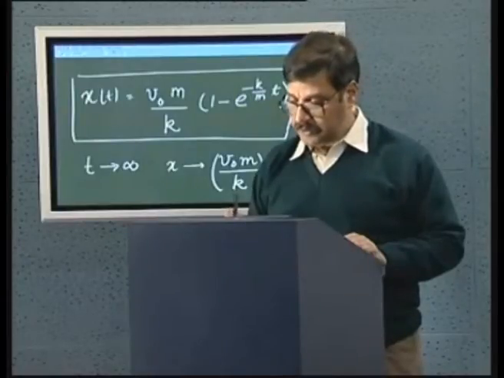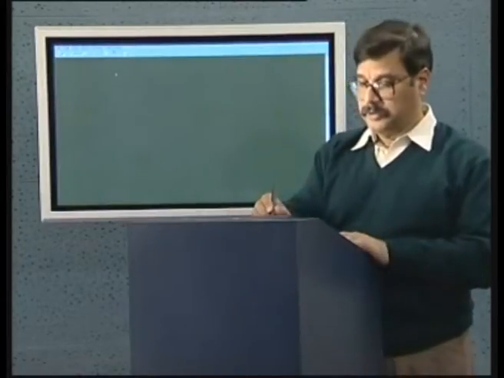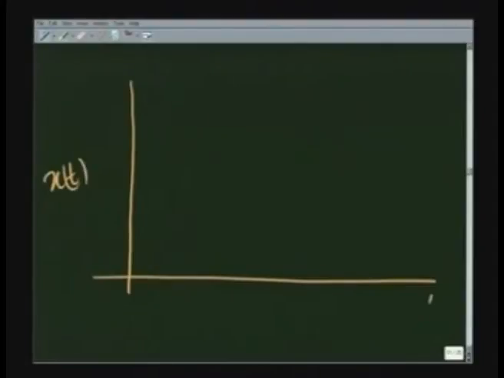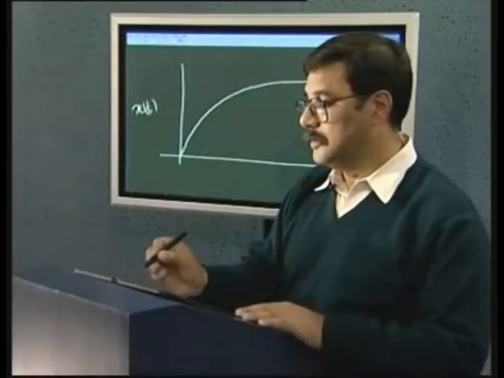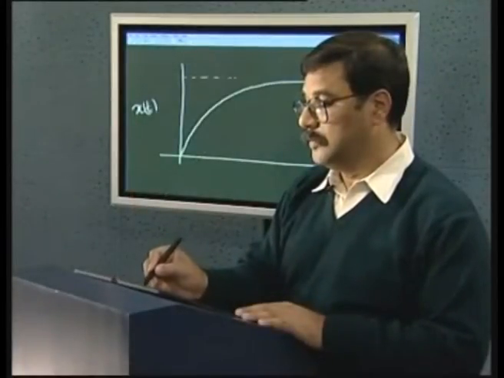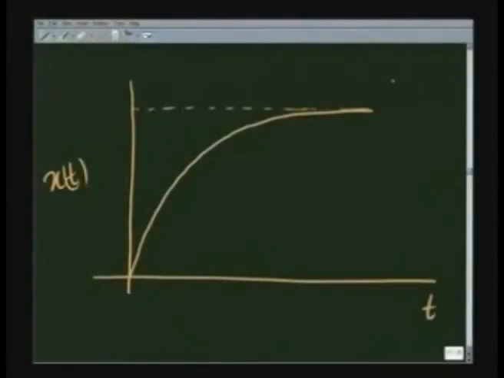Let us see how the plot of this looks. If I plot x(t) as a function of time, initially obviously the distance traveled is 0 and slowly it moves up and goes like this. This distance being v0 m over k.